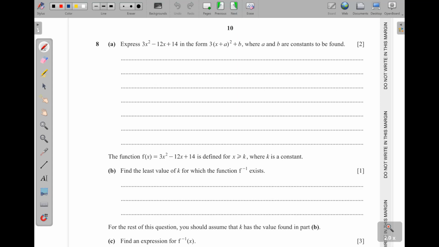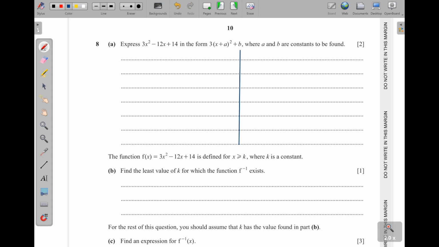Question 8 is coming from quadratics part A. Express 3x squared minus 12x plus 14 in the form 3 into x plus a bracket squared plus b, where a and b are constants to be found. This one we can do in two ways. Choose the one that is easier for you.